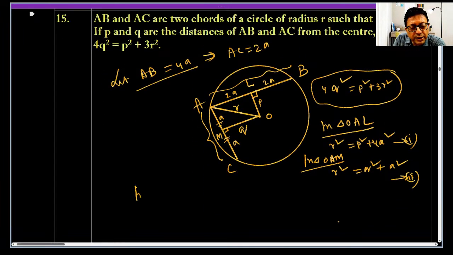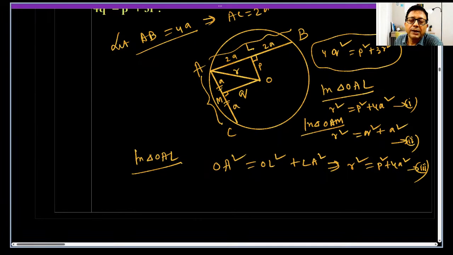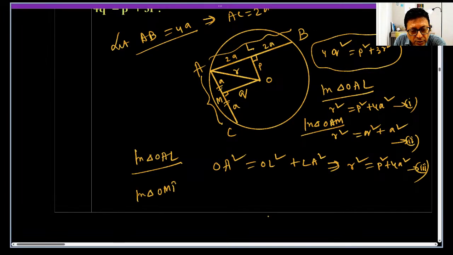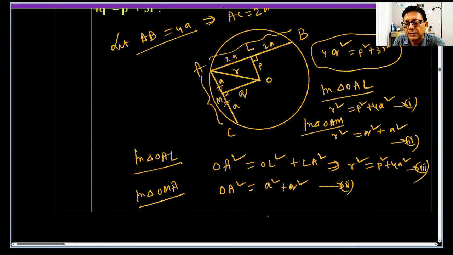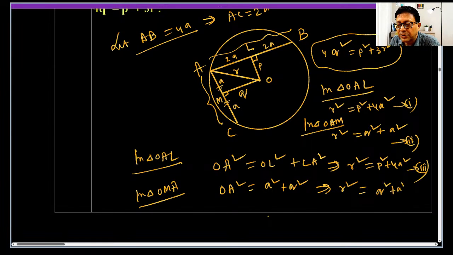Now, in triangle OAL, OA square equals OL square plus LA square. So what can you write here? R square equals P square plus 4A square. Isn't it? And then in triangle OMA, what do you get? Again you write OA square equals A square plus Q square. OA is R only, so this implies R square equals Q square plus A square.